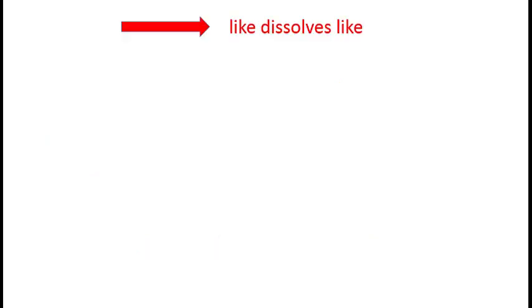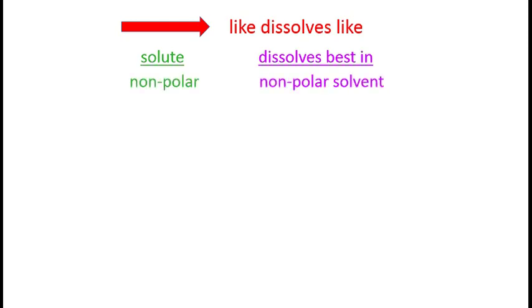Using this simple rule, we can consider the characteristics of a solute and predict what it dissolves best in. For example, if the solute is nonpolar, it would dissolve best in a nonpolar solvent. A polar solute would dissolve best in a polar solvent. If we have an ionic solute, you might guess that it would dissolve best in an ionic solvent, but there aren't many of those, so we'll say that it too will dissolve best in a polar solvent.